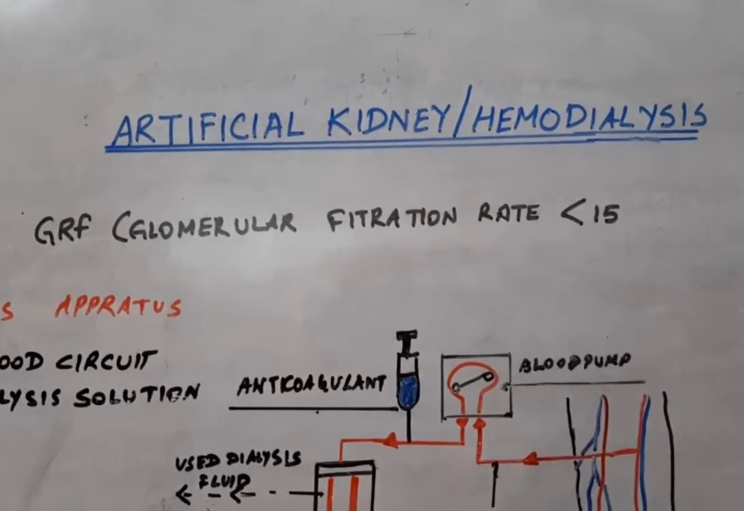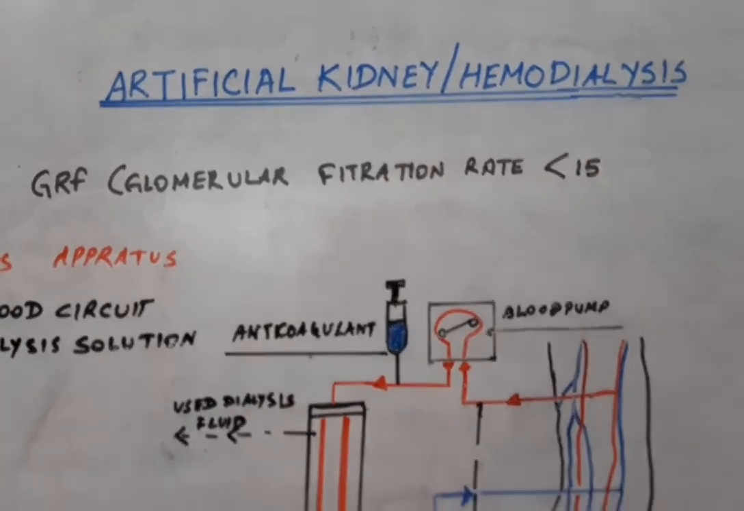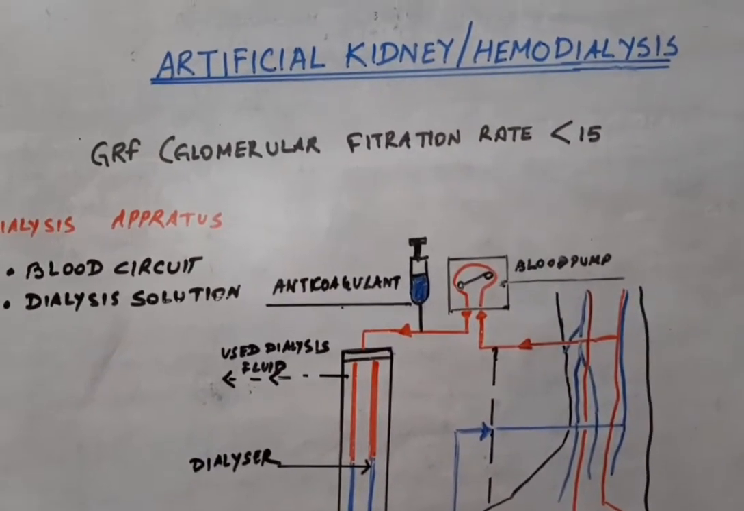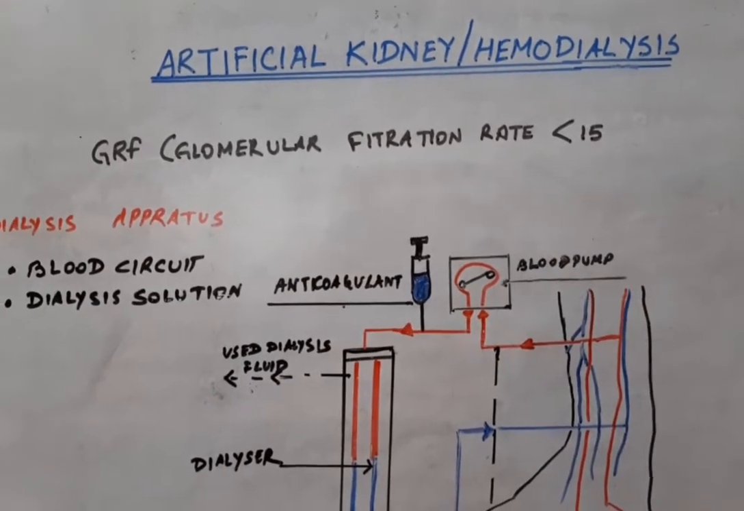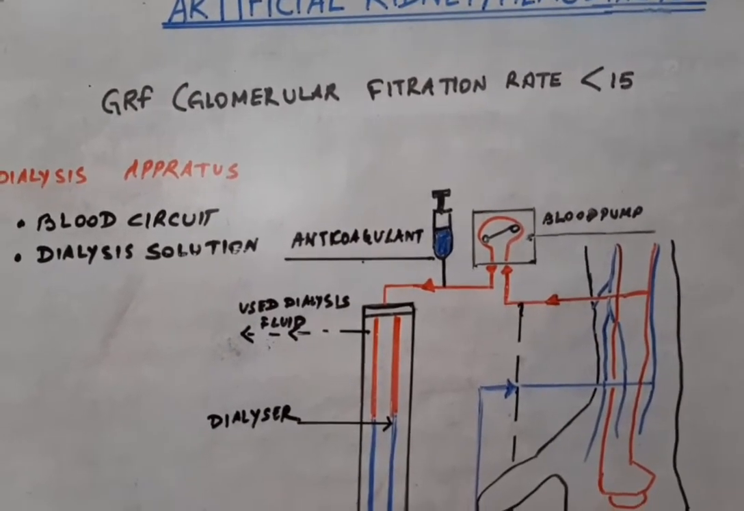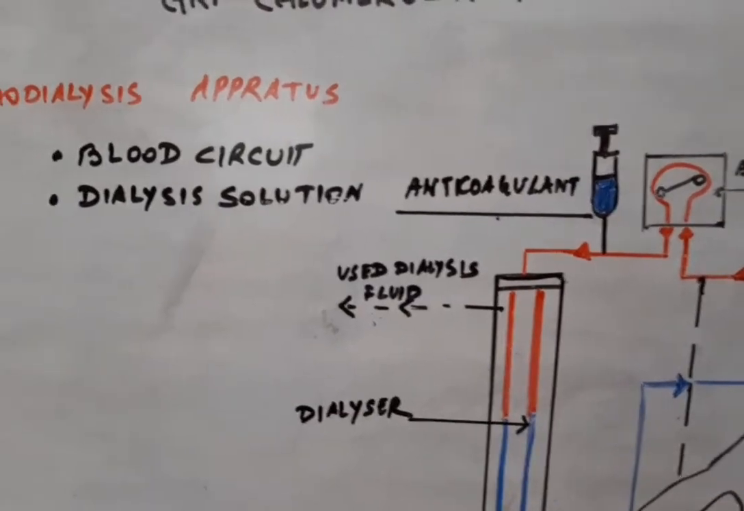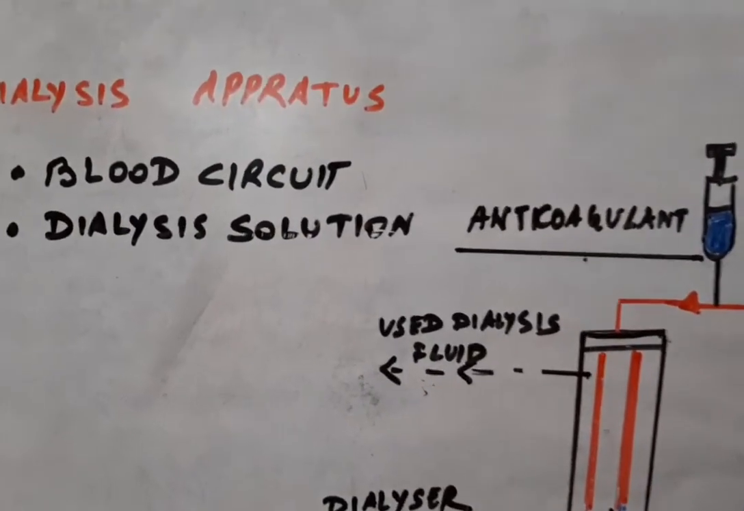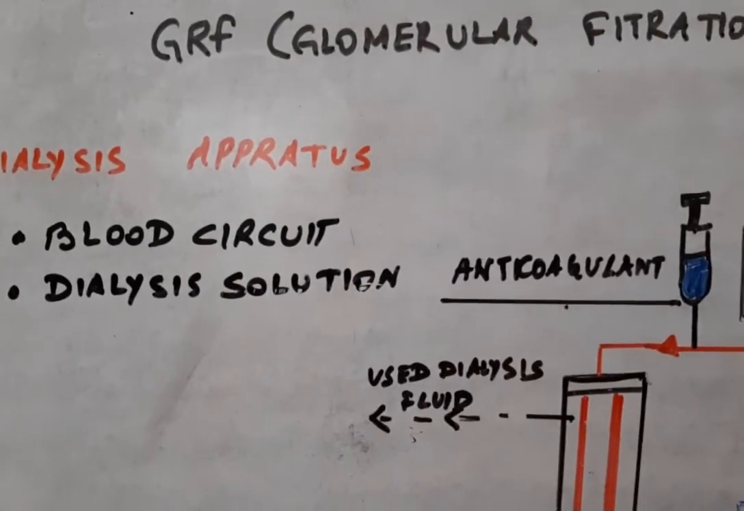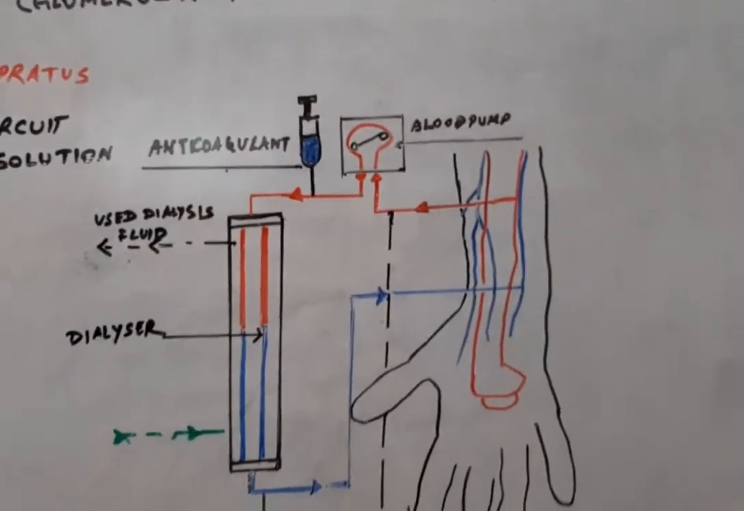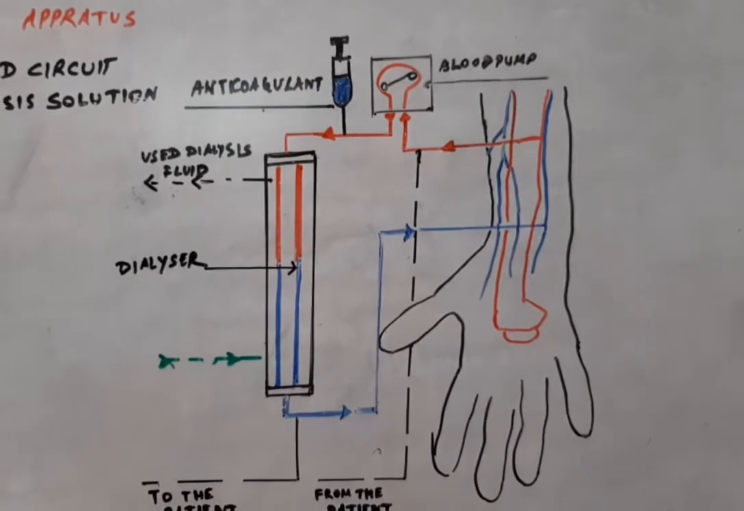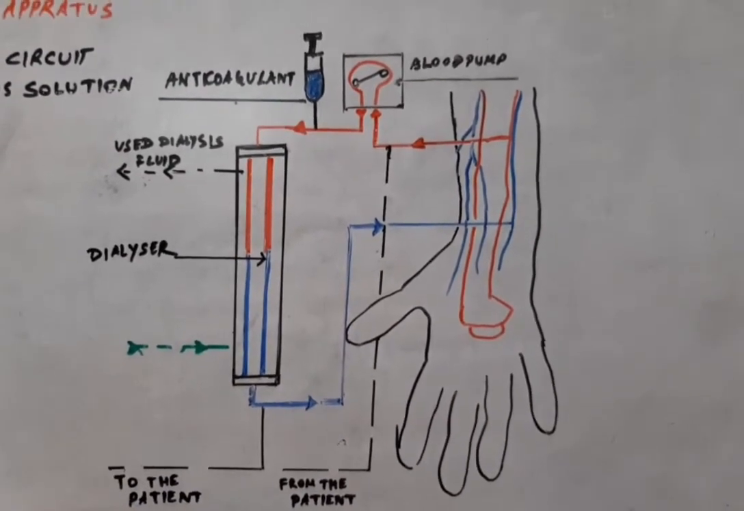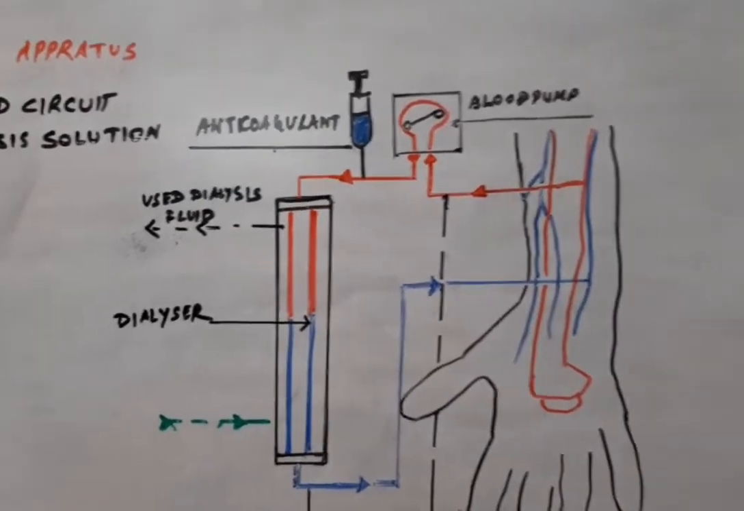So, let us describe how this dialyzer works. Generally, hemodialysis requires 2 main things. What are the 2 main important apparatus in the hemodialyzer? One is the blood circuit, another is the dialyzing solution. Now let us see how this dialyzer works. You can see here I have drawn a figure which shows the two main parts.